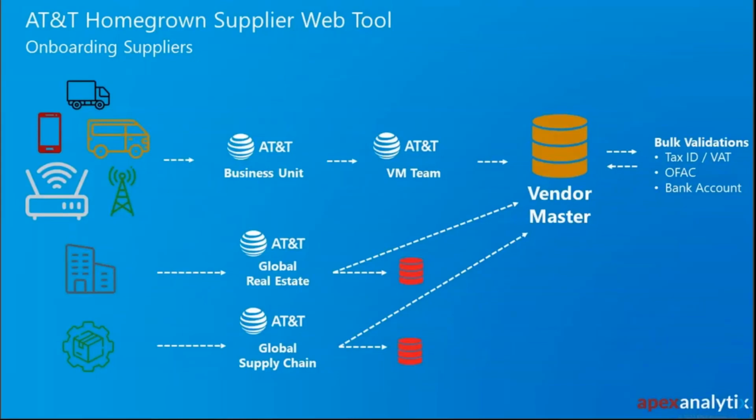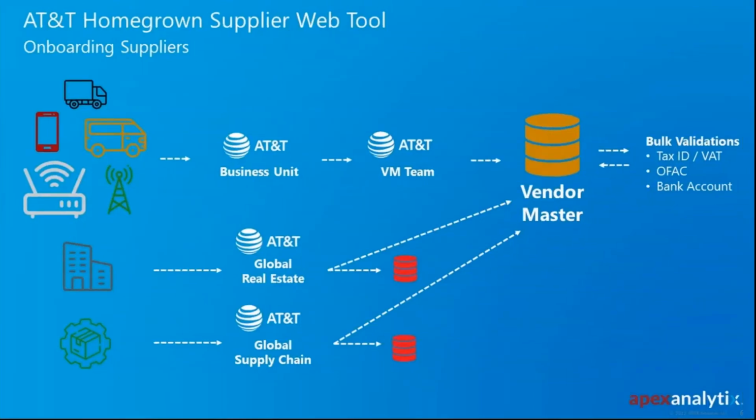So the business unit, we have 70 plus business units. They go out to our suppliers that they want to do business with. They gather all the information, the W-9 or a W-8 if it's foreign, etc., and provide that. They type that into our homegrown web tool. We then have manual validations before and after they're put into the vendor master, both that we handle at AT&T.